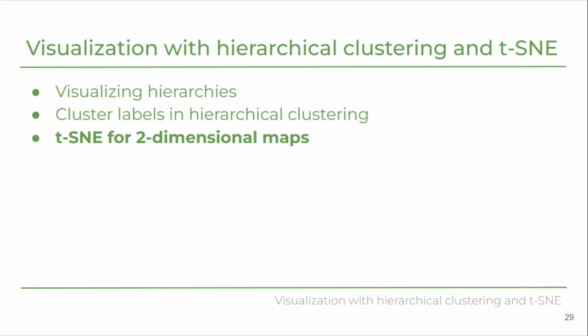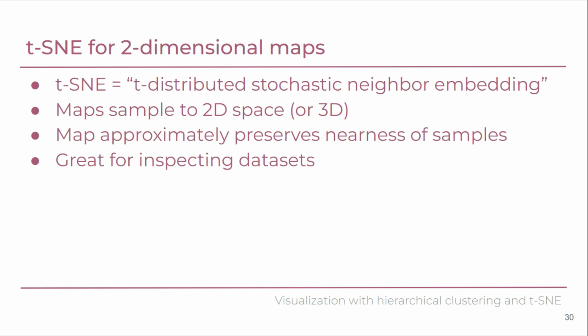Now, we'll learn about an unsupervised learning method for visualization called t-SNE. t-SNE stands for t-distributed stochastic neighbor embedding. It has a complicated name, but it serves a very simple purpose. It maps samples from their high-dimensional space into a 2- or 3-dimensional space so they can be visualized. While some distortion is inevitable, t-SNE does a great job of approximately representing the distances between the samples. For this reason, t-SNE is an invaluable visual aid for understanding a dataset.